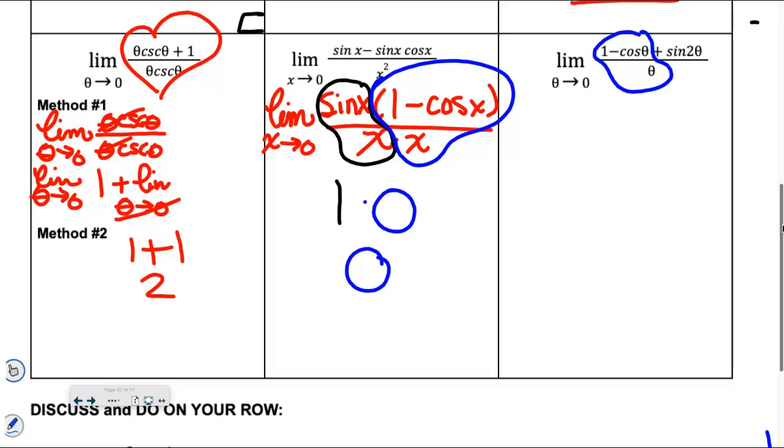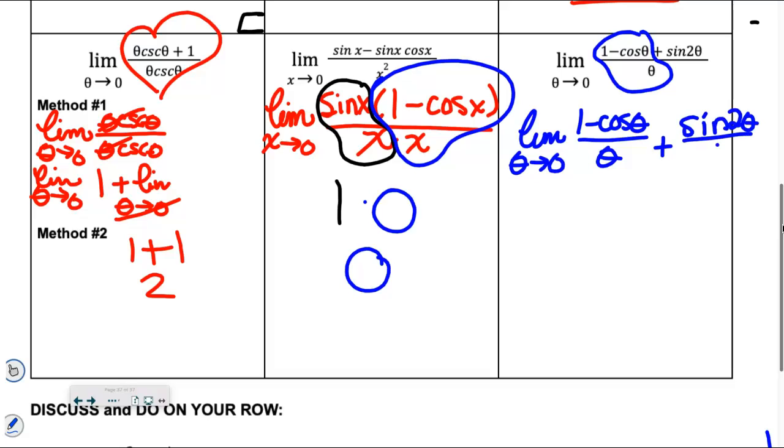And I said, well, you're allowed to break apart those sums and differences. So I'm going to go 1 minus cosine theta over theta. I'm going to pull that out so I can visually see it. And then it would be plus sine of 2 theta over theta. Convince yourself that those are the same. If I add the numerators and keep the denominator, I'm right back to the original expression. This one goes to 0.